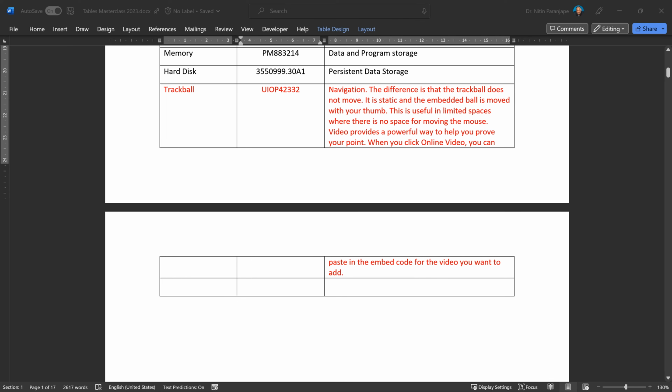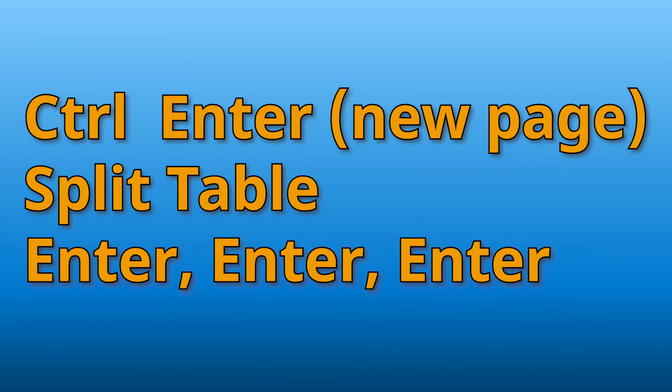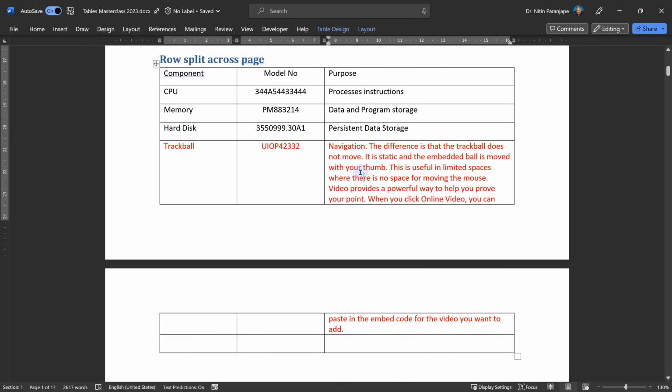This is the most frustrating problem with tables. Somehow one row is breaking across pages and it looks disgusting. Many people have found many methods. People press Ctrl+Enter for a new page, bad idea. Split table, bad idea. Enter, enter, enter manually. Really? No. Yes, the row is breaking. We want to handle it.